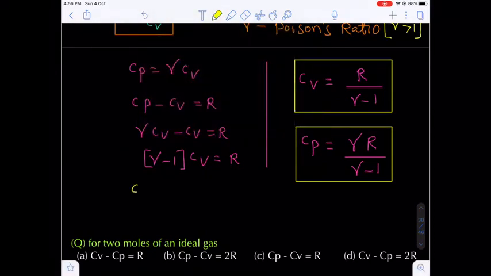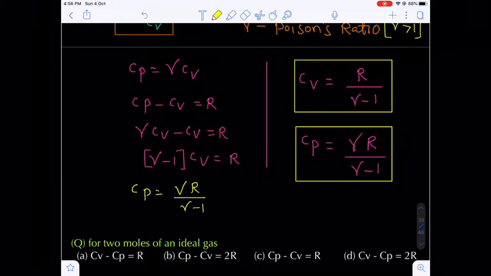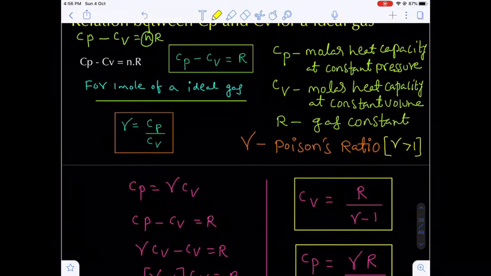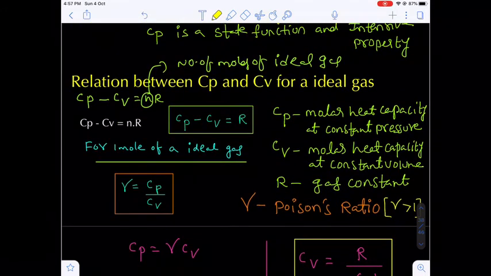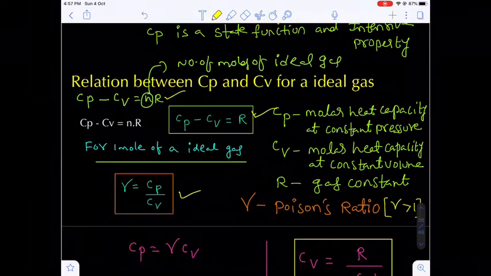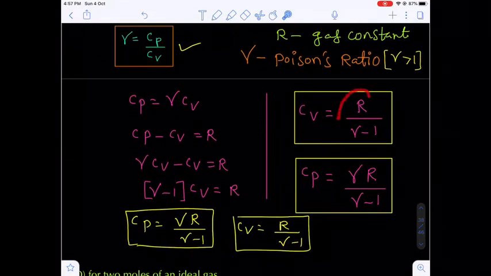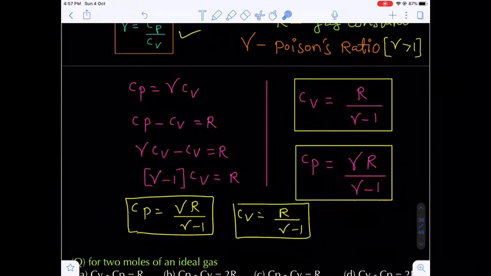What is the Cp formula? Cp is equal to gamma into capital R by gamma minus 1. What is the Cv? Cv is equal to capital R by gamma minus 1. This is a very important relation. Remember the relations between Cp and Cv. The first relation is Cp minus Cv is equal to nR, otherwise for 1 mole, 1 into R, that is R. And the Cp by Cv ratio is gamma, that is equal to Poisson's ratio. And next, Cv is equal to capital R by gamma minus 1 and Cp is equal to gamma R by gamma minus 1.